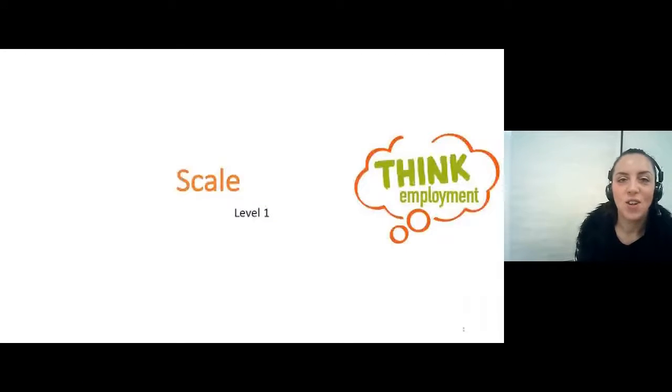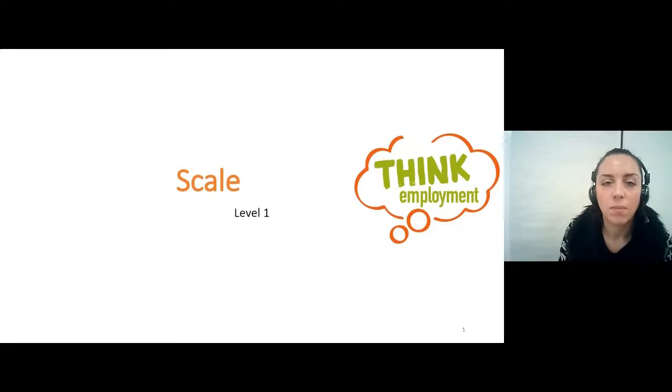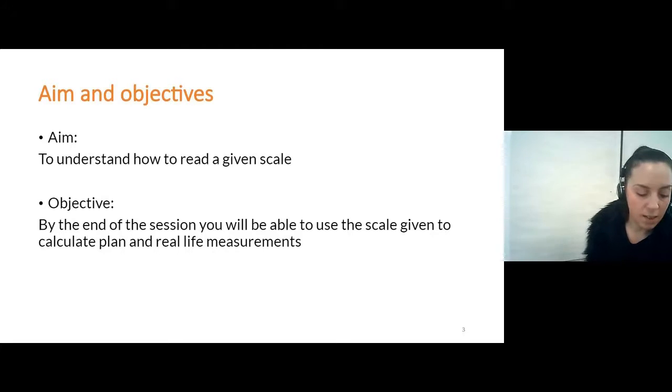So today's tutorial, we are looking at scale. We're going to be focusing on level 1 today, with hopefully moving and progressing on to level 2 together next week. So level 1 today mainly. Let's move on to today's tutorial.